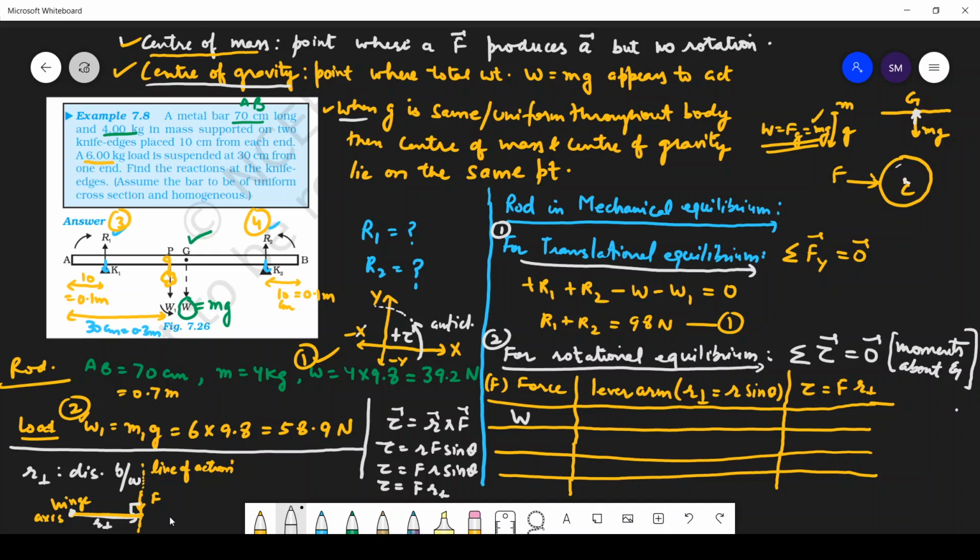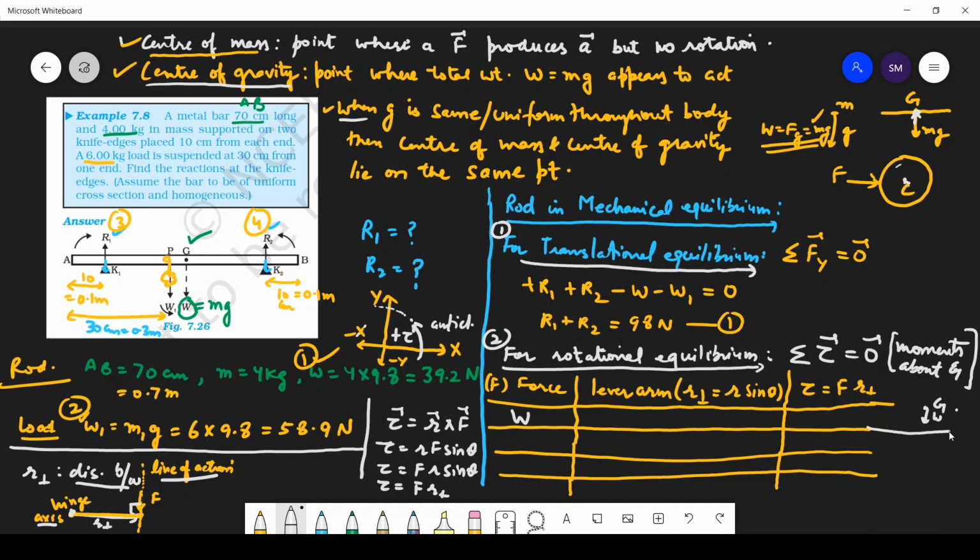Okay. So what is this distance between? This distance is between line of action and axis of rotation. Okay. So the shortest distance between them. So now what is the distance between where you are applying the force and from where you are taking the moments? So you are taking the moments at G. Okay, you are taking the moments at point G, and the force is also at G.